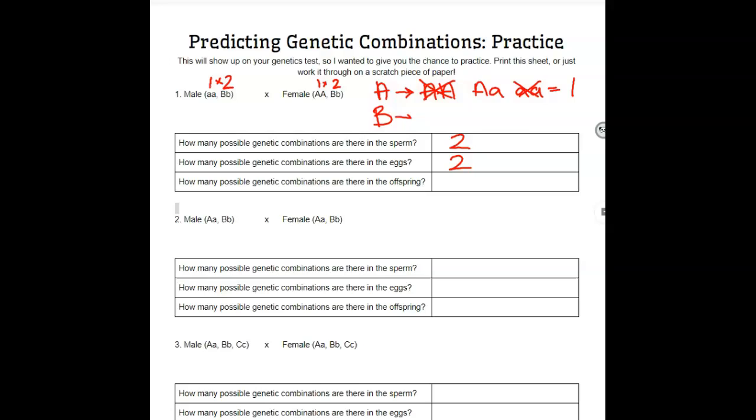My B gene, I'm again going to lay out all of my possible genetic combinations and see what I can potentially get from this mating. So both my male and my female have a big B and a little b. So big B, big B is a possibility. Big B, little b is also a possibility because both my male and my female have a little b. And since they both have a little b, little b, little b is also a possibility, which means that I have 3 potential genetic combinations for my B. And again, 1 times 3 is 3. 3 possible genetic combinations in my offspring.